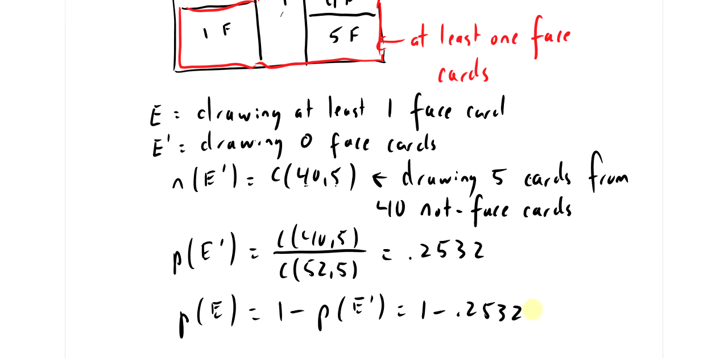1 minus 0.2532, which is 0.745. So about a quarter of all hands have no face cards. About 3/4 of all hands have at least one face card.